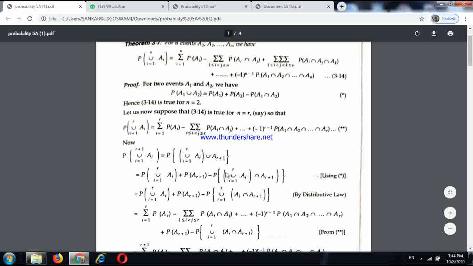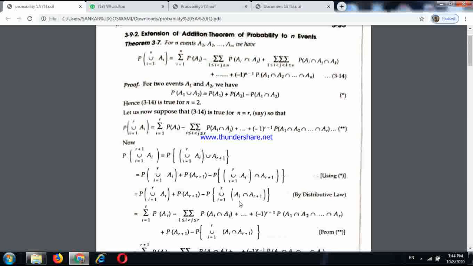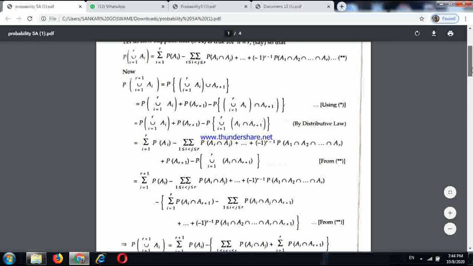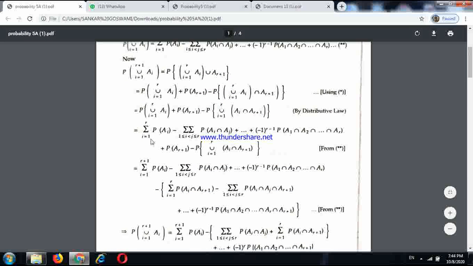This is, for example, entire one is A1, and this is, sorry, A1 union A2 union A3 up to A_r, and then intersection A_(r+1). So I can write this here: union of A_i intersection A_(r+1), i from 1 to r. Summation P of A_i, because already I have assumed that the theorem holds for n equals r. So I write this much expansion and then plus P of A_(r+1) minus P of this as it is.